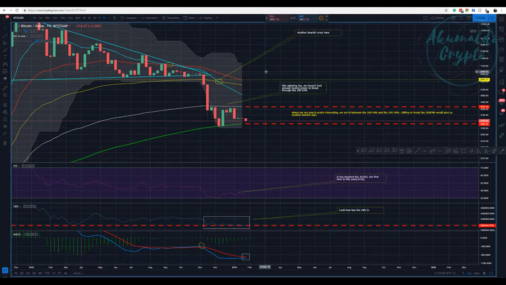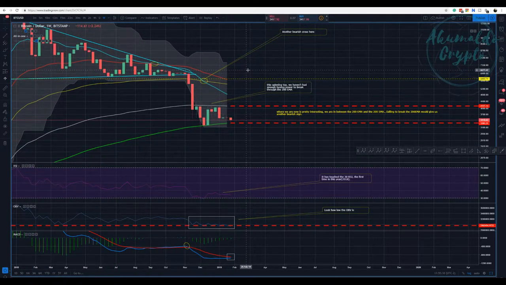So this is what we have. This is our weekly chart. We have touched the 200 standard moving average and we are reacting. Okay, now we are reacting.